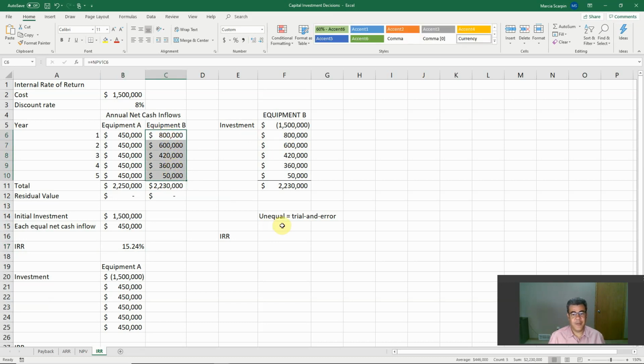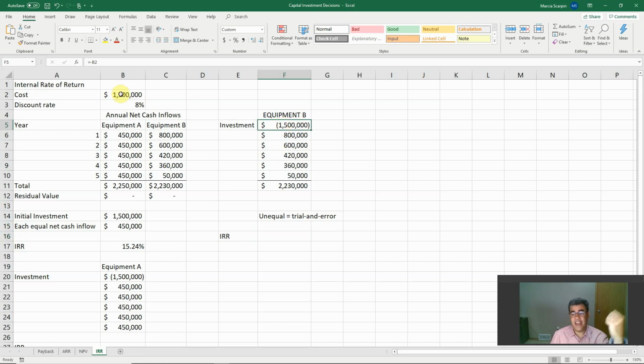Or here, problem, we have unequal numbers. So for unequal numbers, it would be trial and error, if we want to do it based on this method here. However, we have an internal rate of return formula. What should we do? Investment, a negative number, because we are investing money. We are decreasing our cash. We are receiving money here, 800, 600, 420. So we are increasing our cash. And at the end of the fifth year, it will be 450 plus residual value.